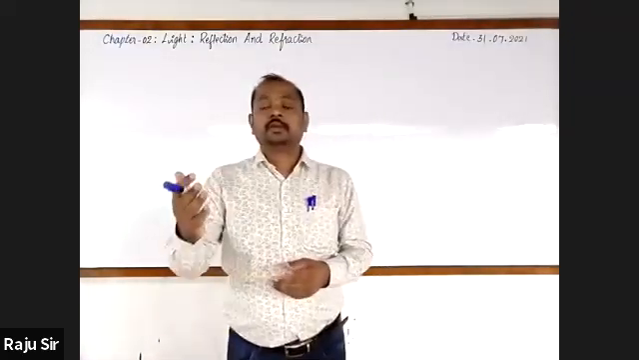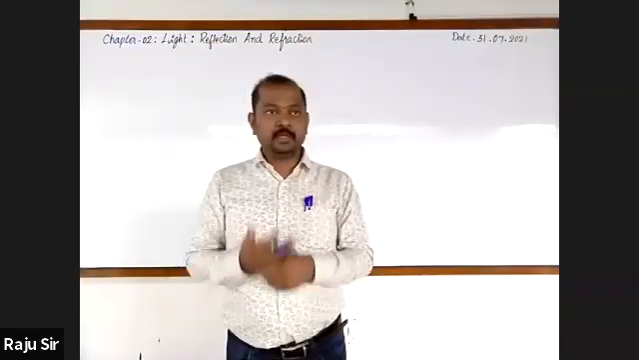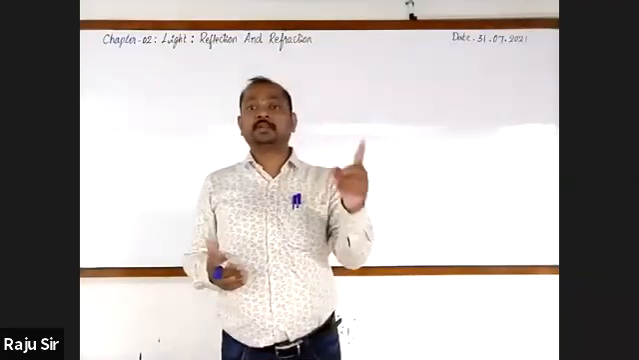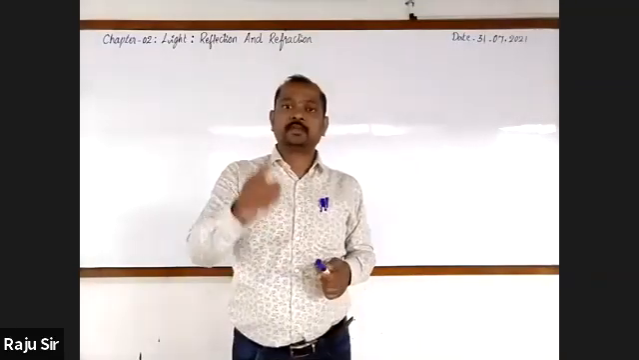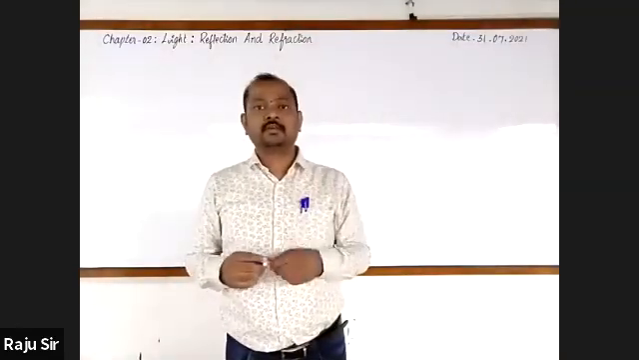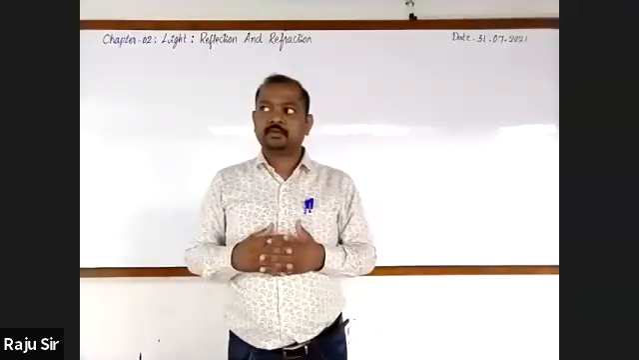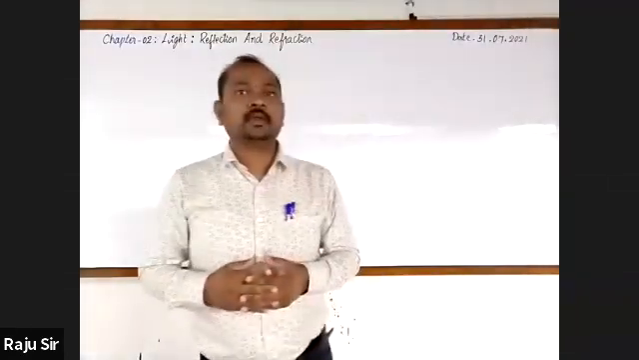We also know the meaning of these. If I take the example of diamond, the refractive index of diamond is 2.42. It means the velocity of light in diamond is 2.42 times less than the velocity of light in air or vacuum.